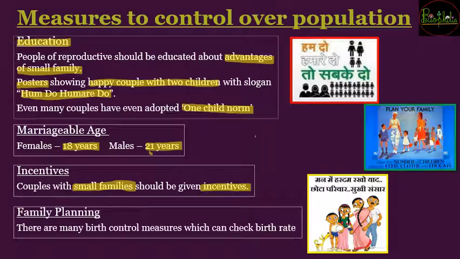Next was family planning. A family planning program was set up. Many people were appointed to make people understand about birth control measures and even to check the birth rate. That was done to control the overpopulation during those times.